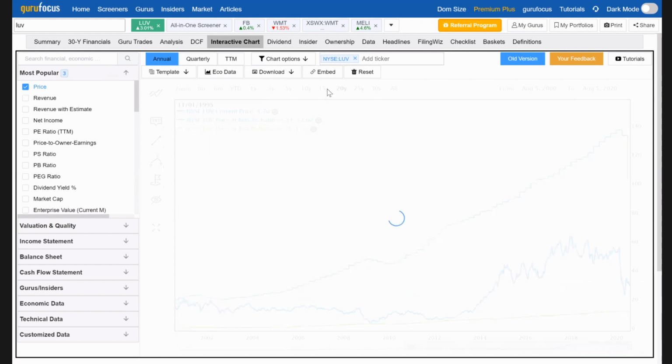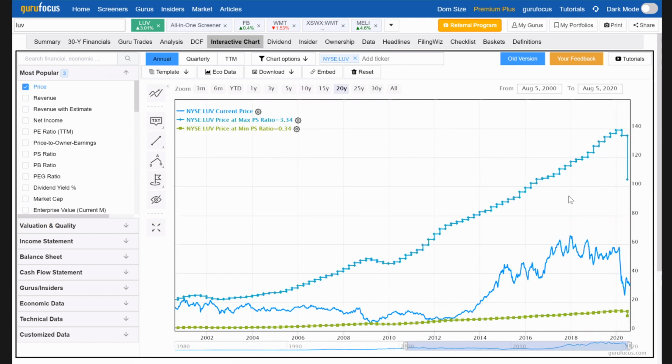Okay, if I change to 20 years here, you can see that this is the upper, the maximum price to sales line, and this is the lower price to sales line. And the best time to buy is actually here, 2012, and maybe here, as long as you believe in this company, think that it will go through the trouble. And here is actually very close.